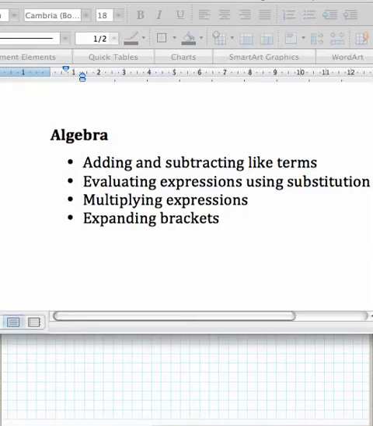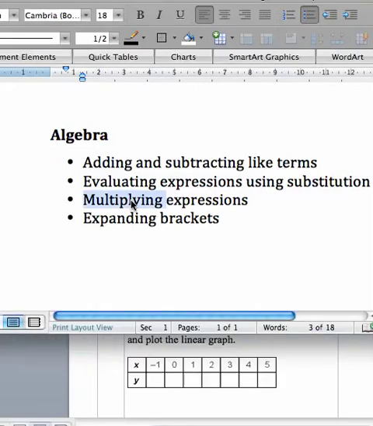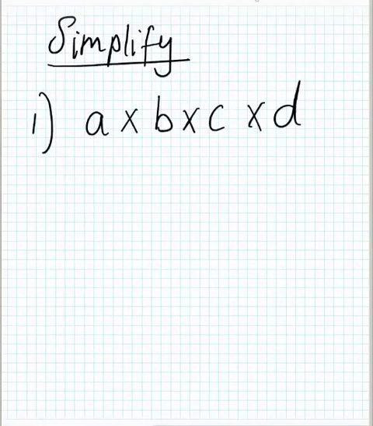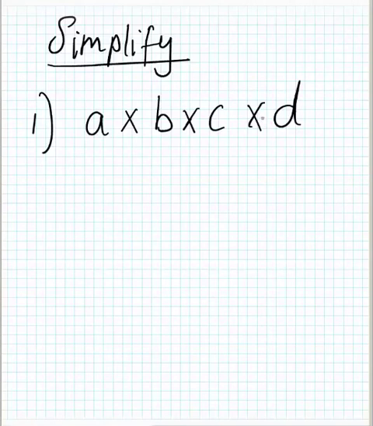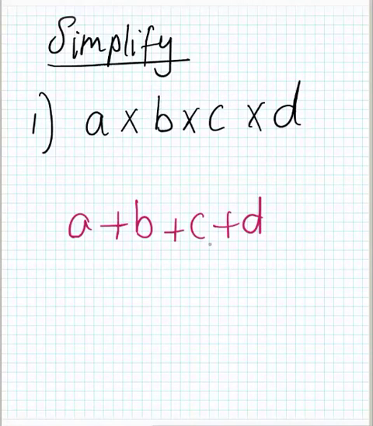The next skill we are looking at is multiplying expressions. So let's get started. Our first question is asking us to simplify this expression here. Now, be very careful. Always check our operations. In between everything, we have a times. If we had A, instead of times, we had plus B, and then plus C, and plus D. So I replaced all my multiplication signs with addition.